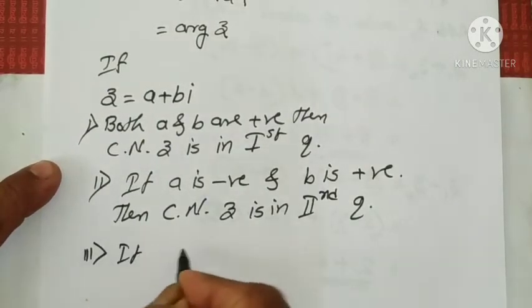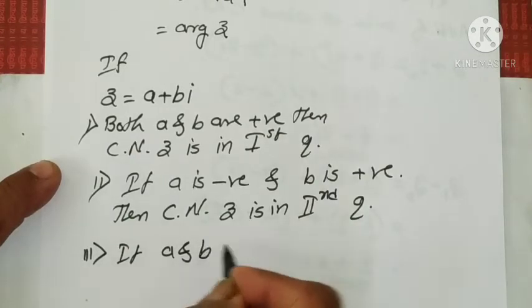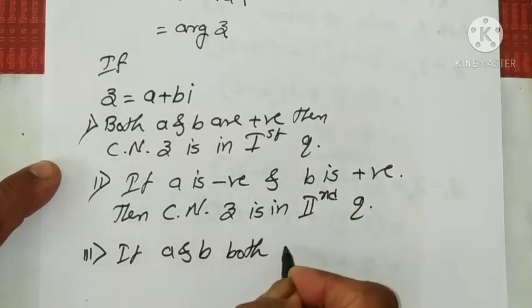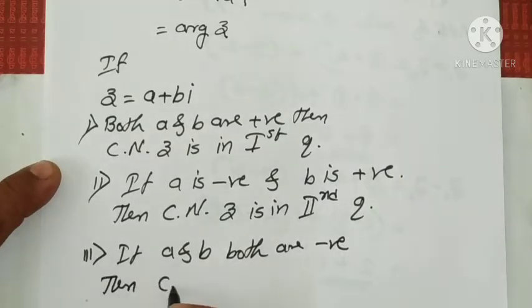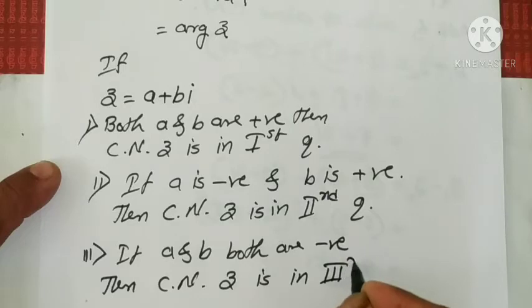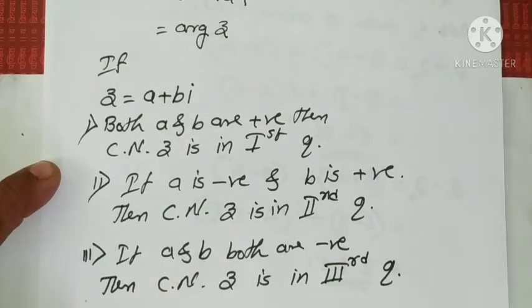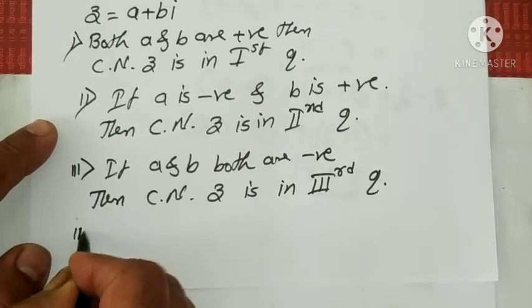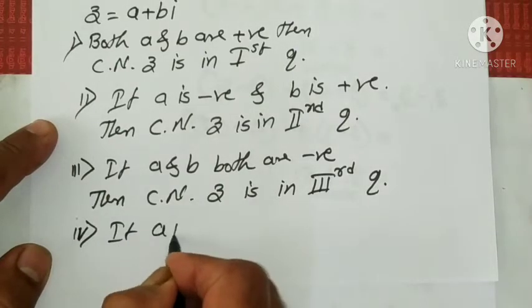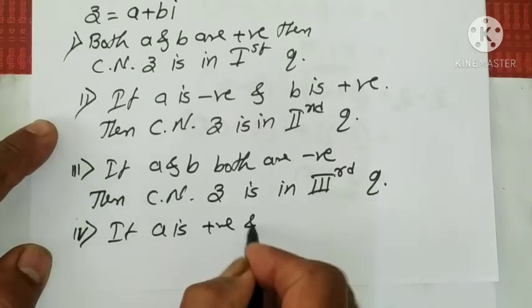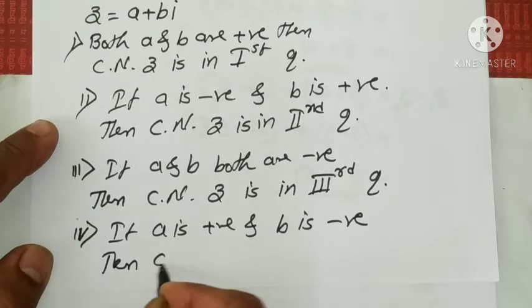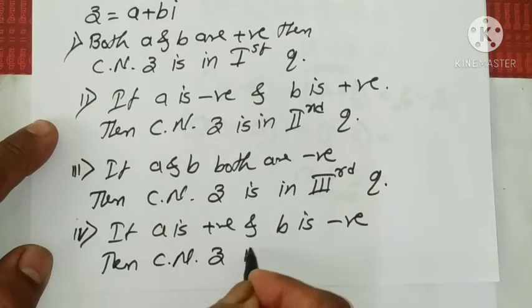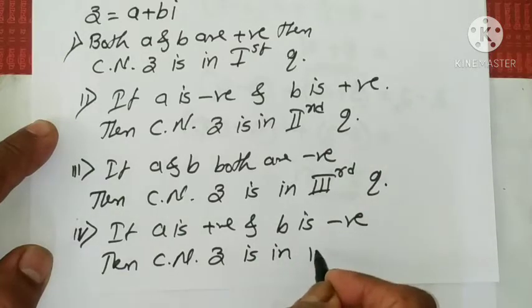If a and b both are negative, then complex number Z is in the third quadrant. Next, if a is positive and b is negative, then complex number Z is in the fourth quadrant.